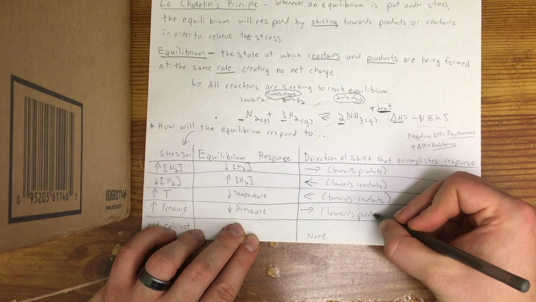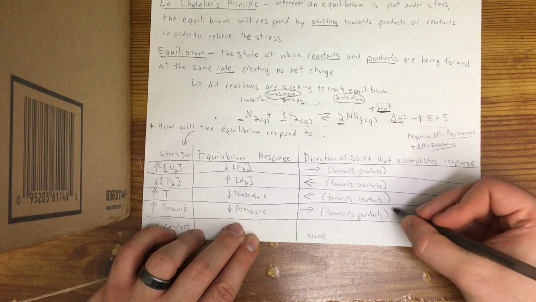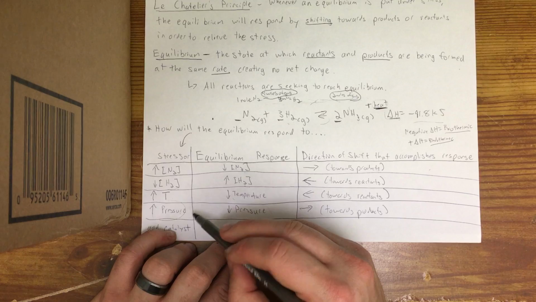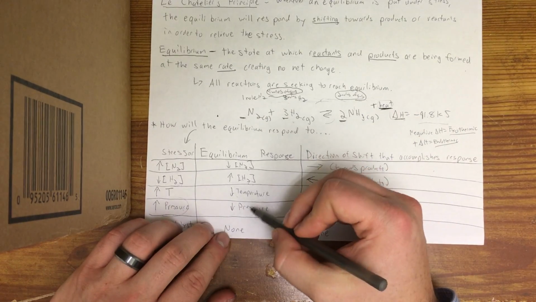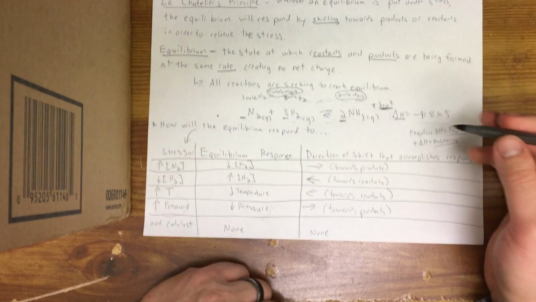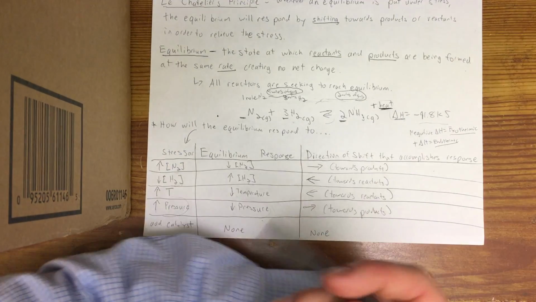So any question that involves pressure, we need to figure out which side of the reaction has more or less gas. We need to figure out what the equilibrium is going to do in response, and then we need to move in the direction that accomplishes that.